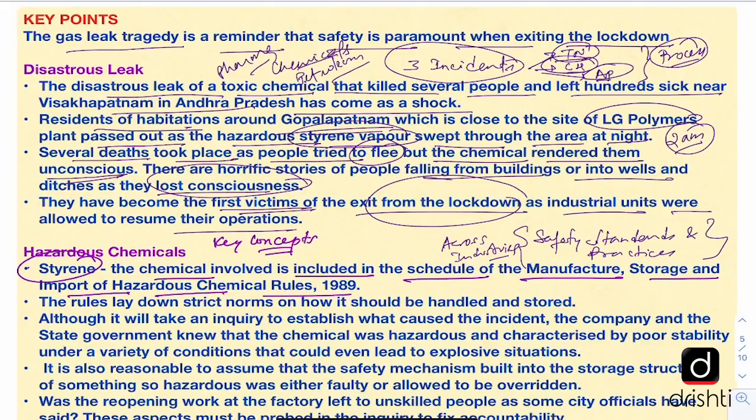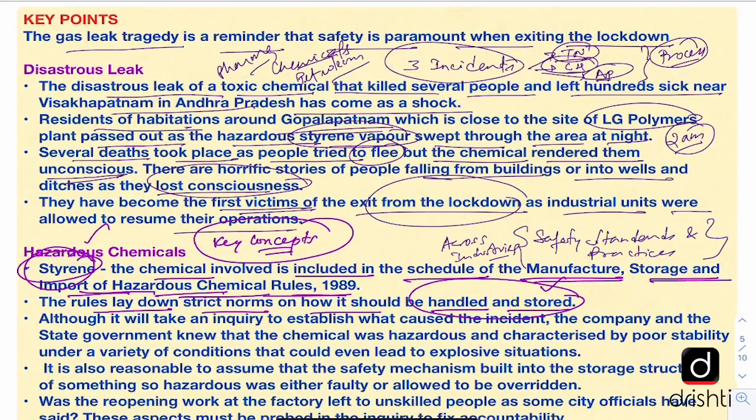So the chemical involved in this incident is styrene, and this is included under the schedule of the Manufacture, Storage and Import of Hazardous Chemical Rules, 1989. We'll see both styrene and this law in more detail in the key concept section today. Now these rules lay down strict norms on how it should be handled and stored. But obviously this incident shows that these laws were not being followed in their true spirit.